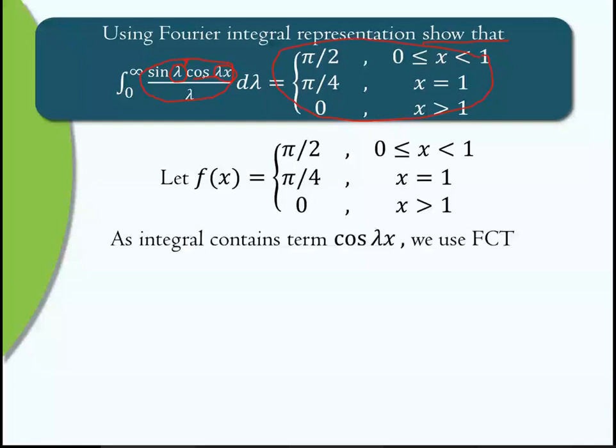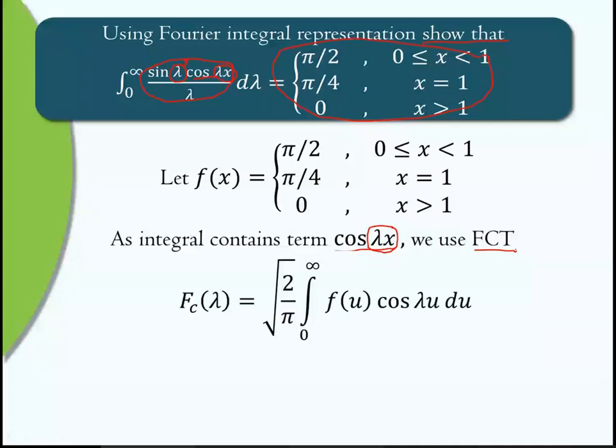So carefully remember, the angle is very important. The angle must be λx, not a single λ or a single x. It must be together. Okay, and if we have such a term, then we use the Fourier cosine transform. Now use the standard formula of the Fourier cosine transform. By the standard formula, Fc(λ) is equal to square root of 2/π times the integral from 0 to infinity of f(u) cos λu du.